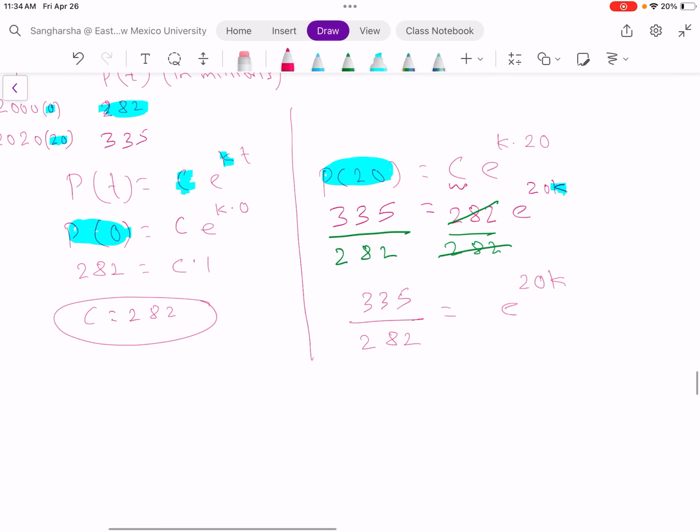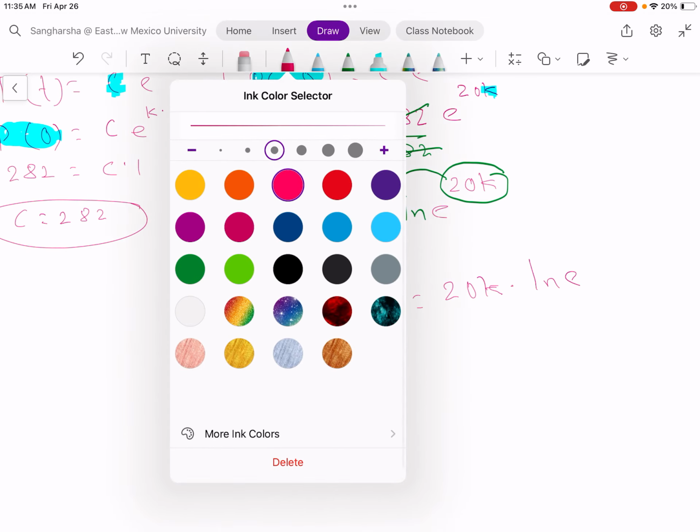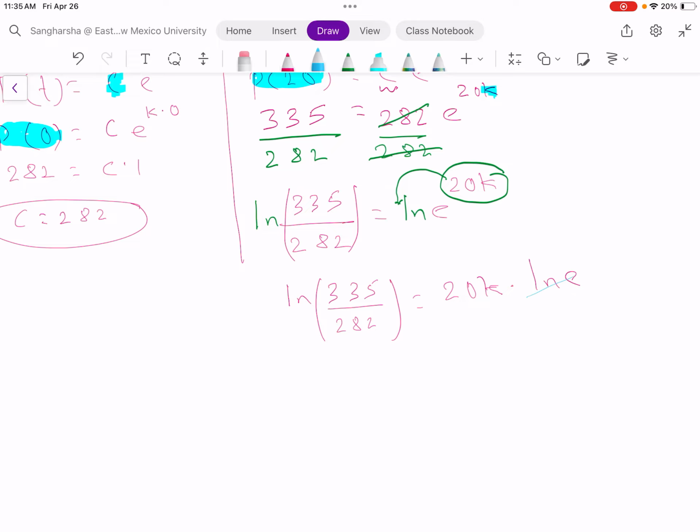Now how do we solve this? We can't make the same base, so we apply natural log on both sides. When you apply natural log, we can write this exponent in front of the log. So we have ln of 335 over 282 equals 20k times ln of e. So ln of e is 1.